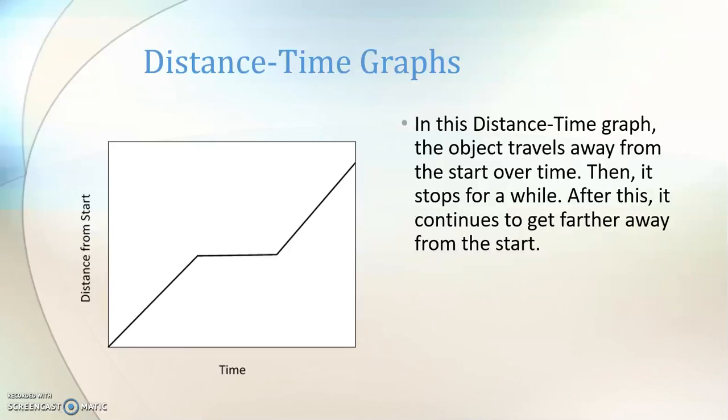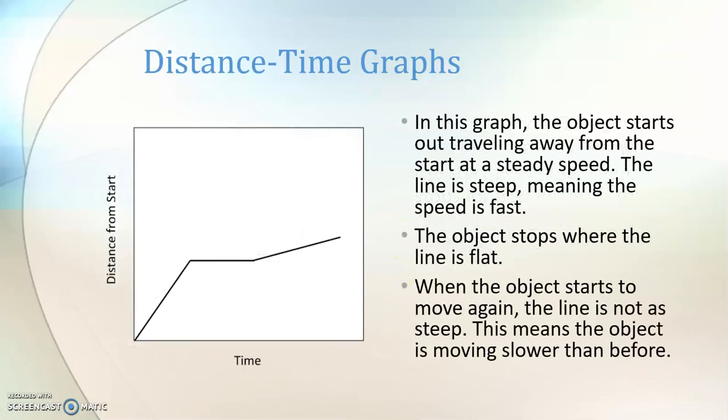In this distance time graph, the object once again is traveling away from the starting point, and then once it gets right here and the line is flat, horizontal, it's no longer getting farther away from the starting point. So you know that the object must have stopped. And then once it gets here, it starts up again, getting farther away from the start.